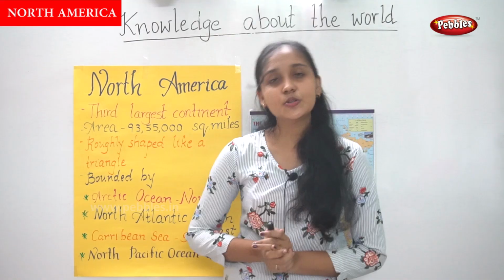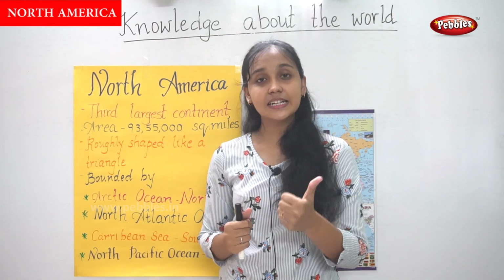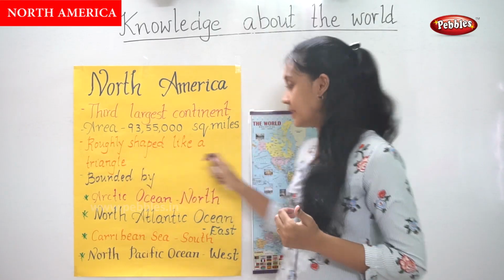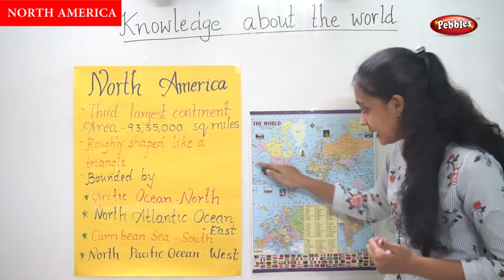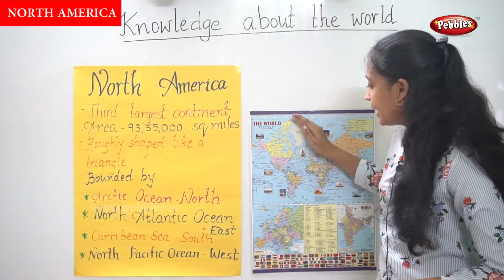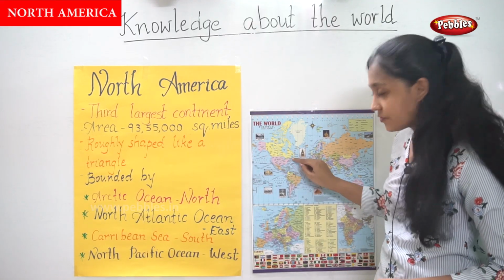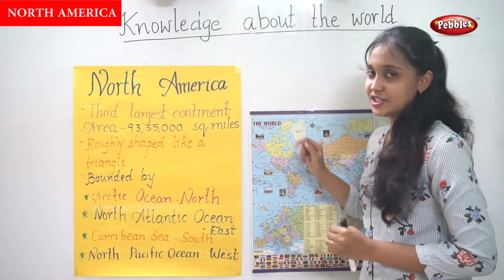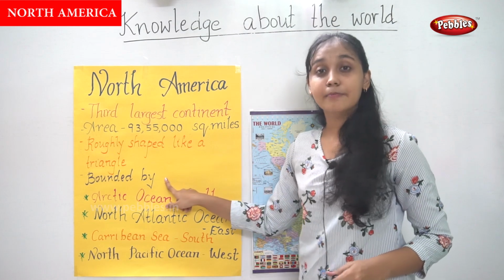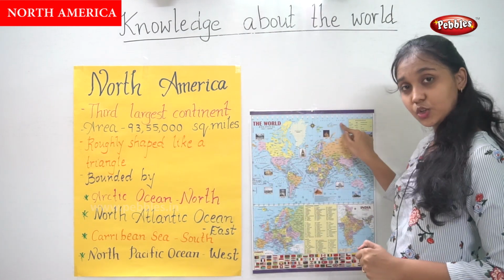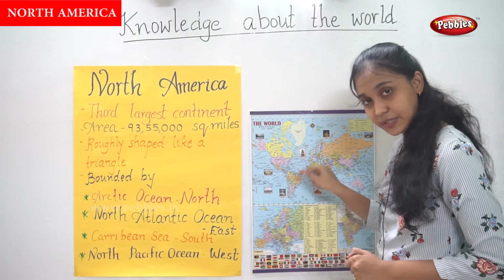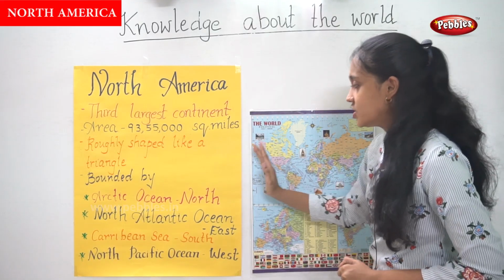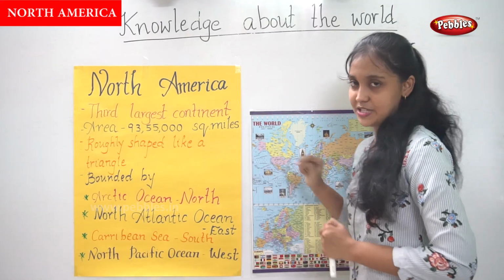So now, what can you say about this continent? It is the third largest continent. We know its area. The rough shape is a triangle, right? The mainland. This does not include the islands. Here you see, here we have a group of islands. Here also we have islands. But the mainland is shaped like a triangle. And then its boundaries. So in the north we have the Arctic Ocean. In the south we have the Caribbean Sea. To the east it is the North Atlantic Ocean. And to the west it is the North Pacific Ocean.